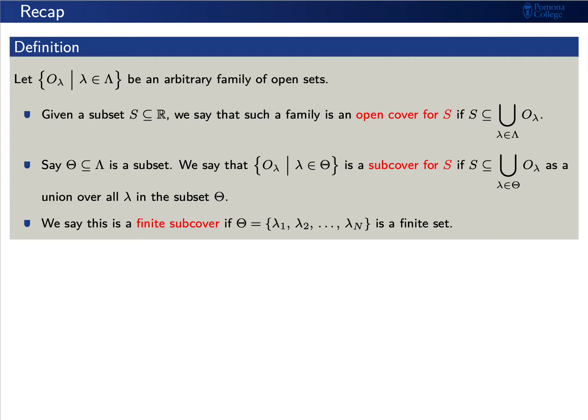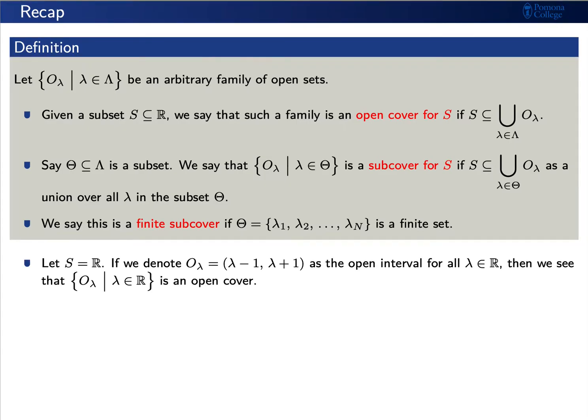Next, let's say that capital theta is a subset of our indexing set capital lambda. We say that the collection of O sub lambdas, where the lambdas lie in capital theta, is a subcover for S if S is contained in the union of the O sub lambdas, where now lambda ranges in the subset capital theta. We'll say that this is a finite subcover if it is a cover, yet capital theta is a finite set.